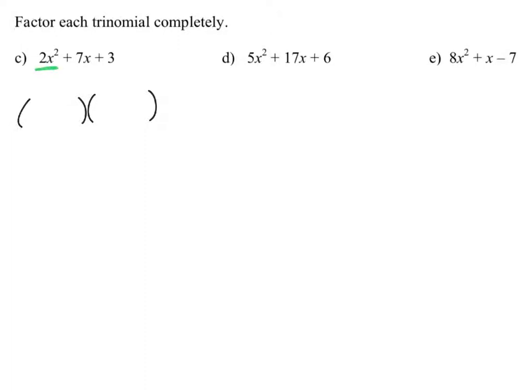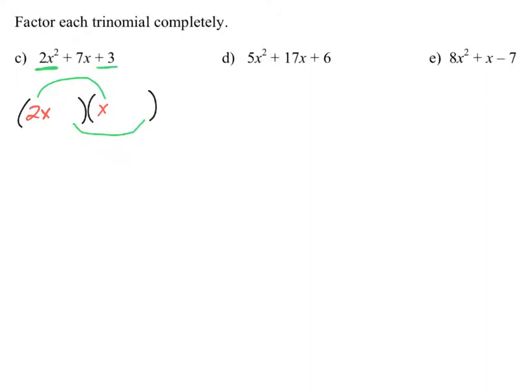That would be the first times the first, which should give us a 2x squared. So perhaps one of those terms is 2x and the other term is x, because we know 2x times x is 2x squared. Then we have to look at the last term here. The last term times the last term should give us a positive 3.